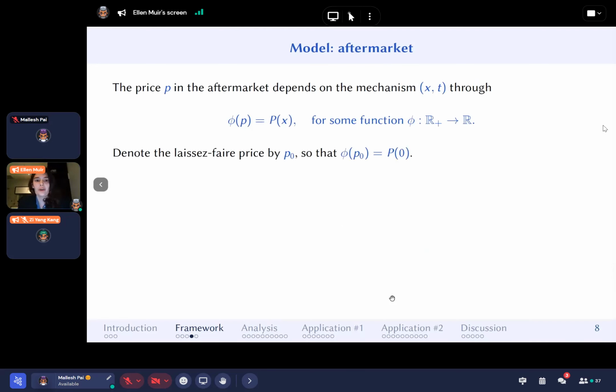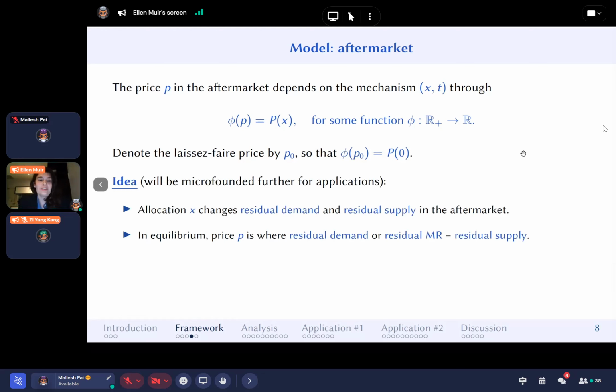Okay, and so now I'm going to talk a bit about the aftermarket. The price P in the aftermarket is going to depend on the mechanism through some function that's just a function of the allocation in the primary market. So remember our allocation rule, this is denoted by X. And we're going to denote the laissez-faire price by P0. So if we don't allocate anything in the primary market, so if we have an allocation rule that's exactly equal to 0 in the primary market, then P0 is the price that we would get in equilibrium in this aftermarket.